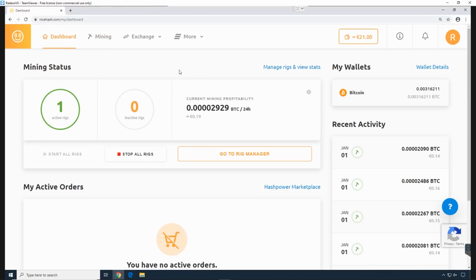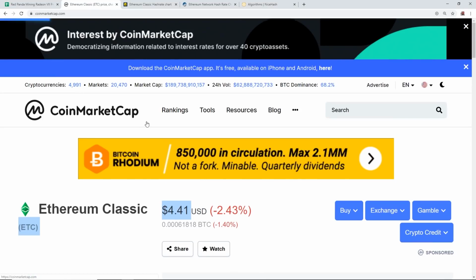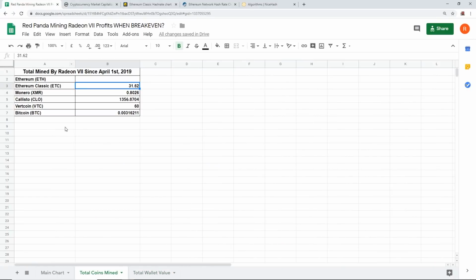I'm going to mine a new coin. Let's figure it out together here. Let's go to CoinMarketCap. Let's go to my sheet here. Of all the five coins that I've mined so far, I obviously like Ethereum Classic more. Monero was all right, but now that it's on RandomX, GPU mining is not good on Monero. Callisto is still ETHash, so I can mine Callisto, but I don't really think it's going to do that well in the future.